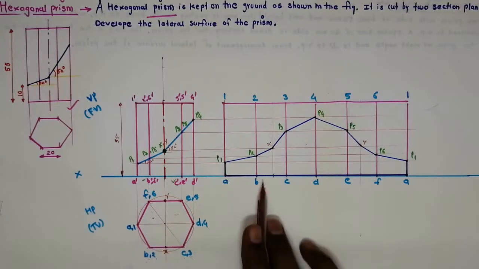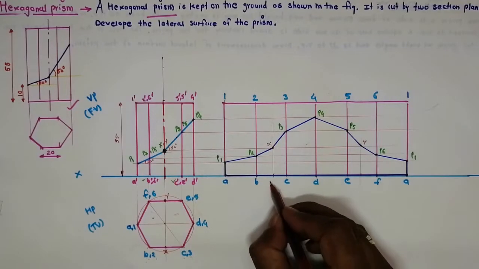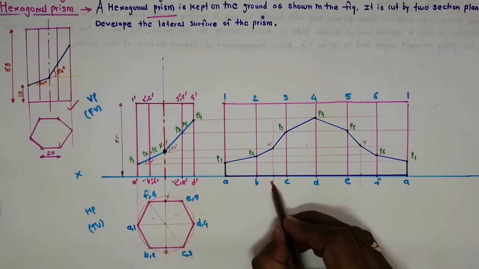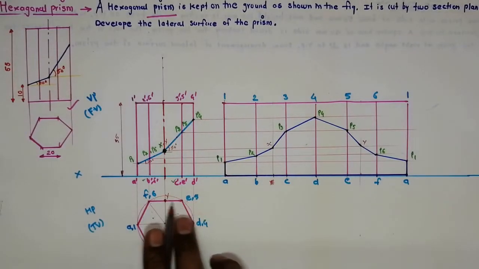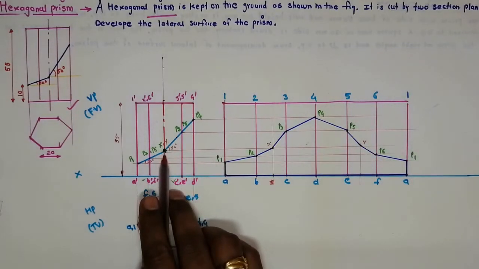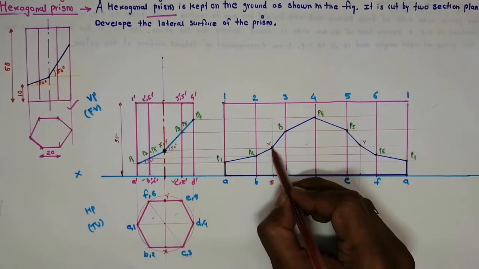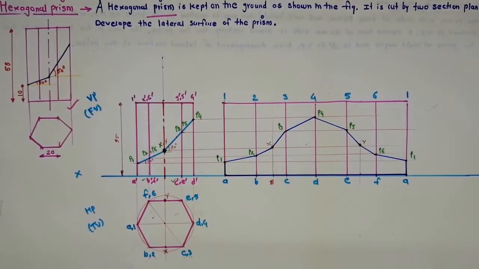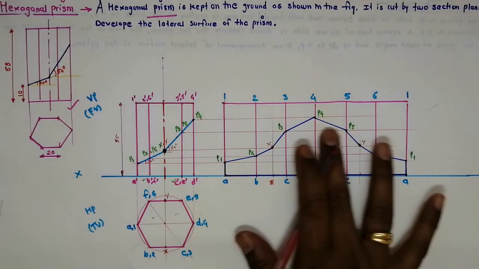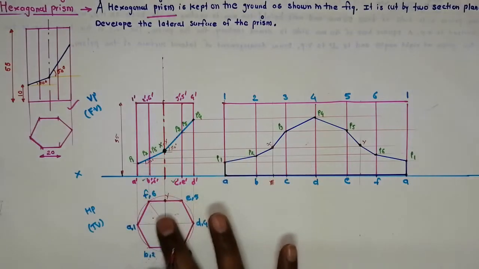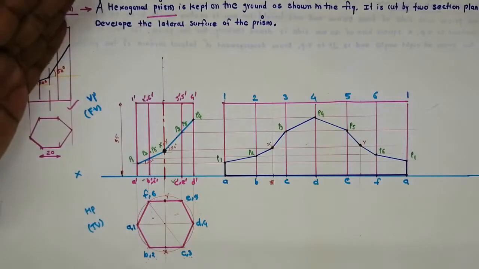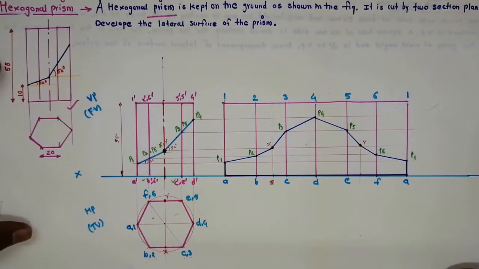X is in between BC, so we have marked that in between. This is X, we have transferred it. Then Y is in between EF, so we have marked that intersection here. We have drawn the vertical line, then taken the horizontal line from X and Y. We got the intersections of X and Y here. So this is the development for this hexagonal prism. In this problem, this part is dark and this part is faint, because this part gets removed because of these two section planes. Like this you have to solve this problem.